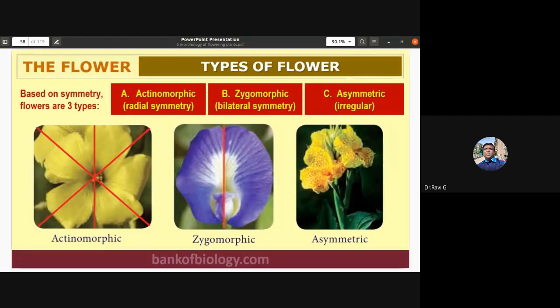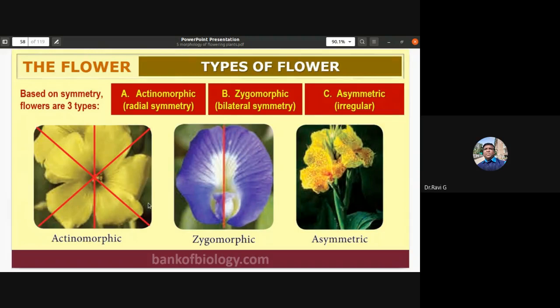That is actinomorphic, or radial symmetry. In case of an actinomorphic flower, any radial axis which passes through the center, you find three of these radial axes passing through the center. Okay, they divide the flower into two equal halves. If any radial axis passing through the center of the flower can divide the flower into two equal halves, we call it actinomorphic. So there is more than one radial axis dividing the flower into two equal halves.